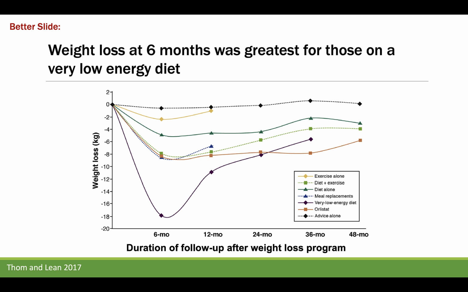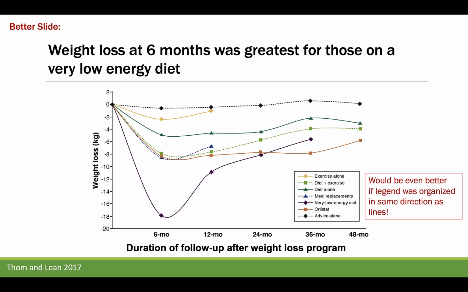Even better would be to create a figure legend in the same direction as the lines. As you can see, the advice alone line is the black line with a diamond. That's on the bottom of the legend, but on the top of the distribution of lines in the figure. The audience has to do a little bit of mental gymnastics to align the figure legend with the lines within the figure, and it would be better to flip the legend so that it more easily aligns with what's in the figure.